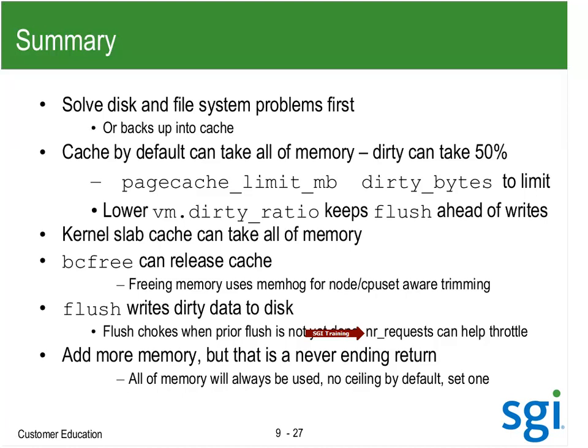Again, you can always add more memory, but that's a never-ending return. All memory will always be used, no ceiling by default. So I recommend you set one so you don't have to manage it. I don't want to have 16 terabytes of memory all congested and not being used and then have to manage it. I prefer to keep all that memory for user space, not for the cache.